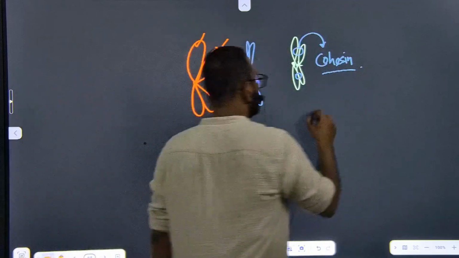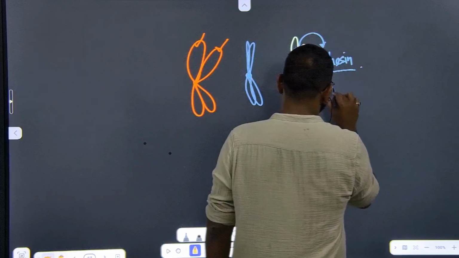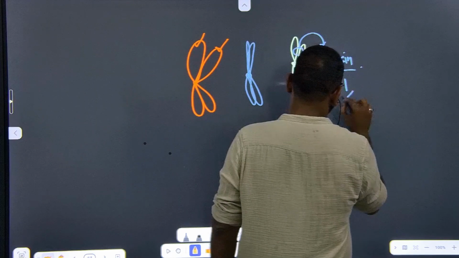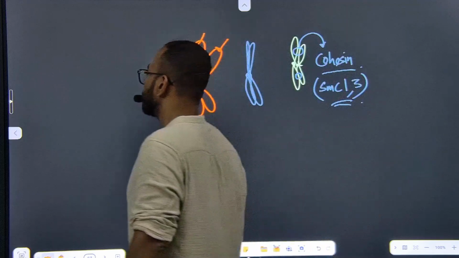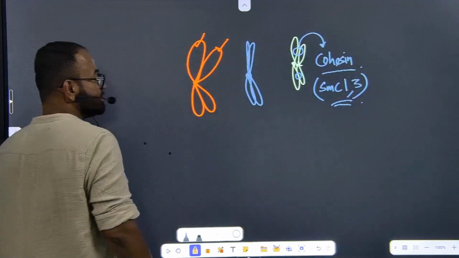Cohesin is a co-association of SMC1 and SMC3. Cohesin is the association of SMC1 and SMC3.